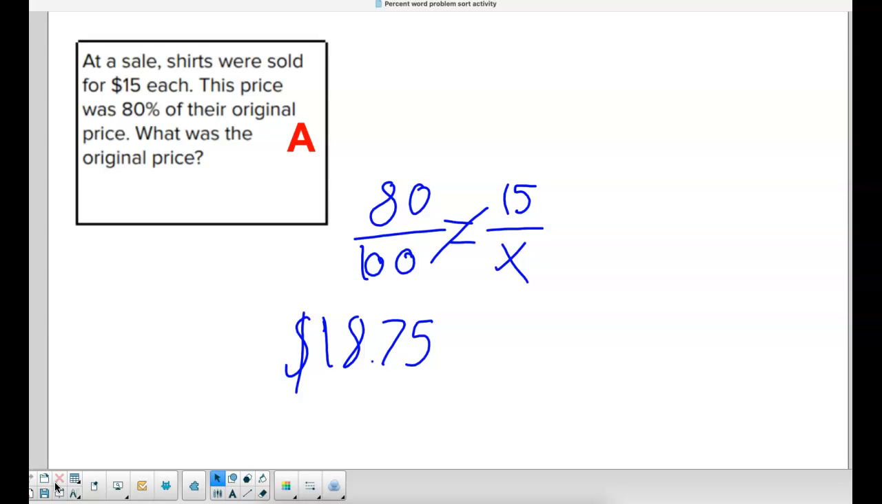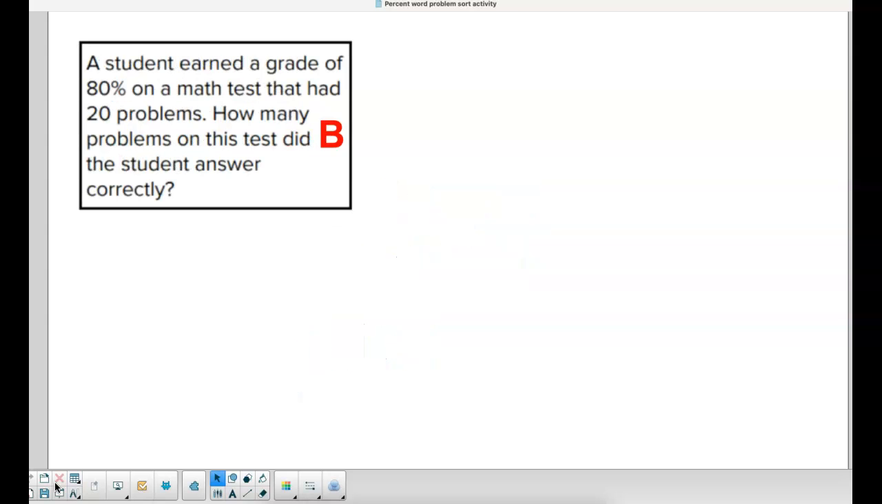So the original price of the shirt was $18.75. Okay. Group B, come on up.